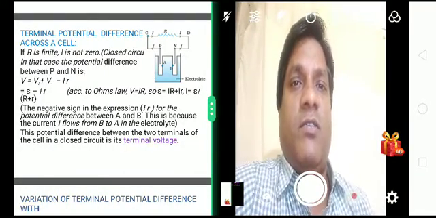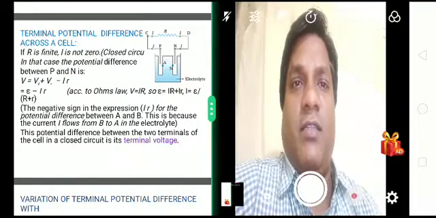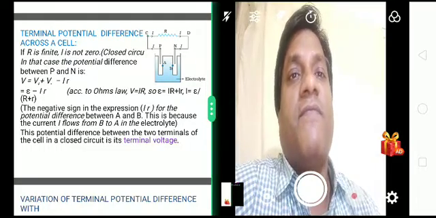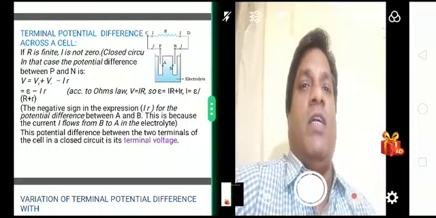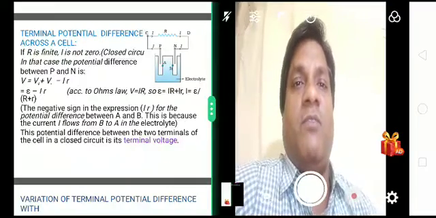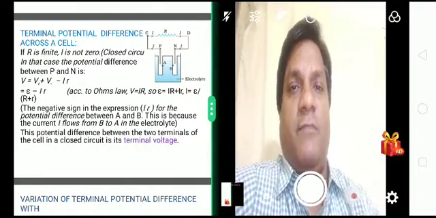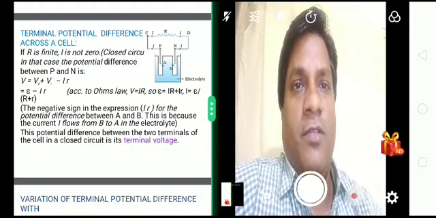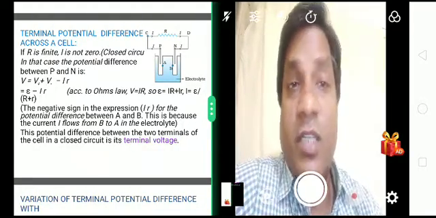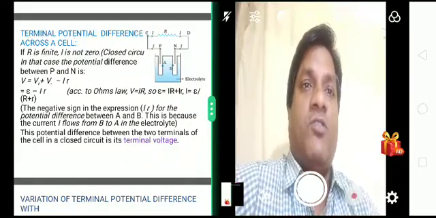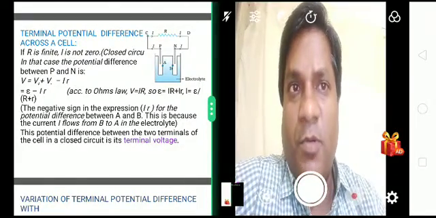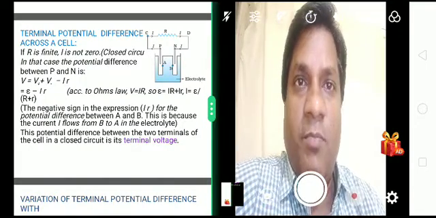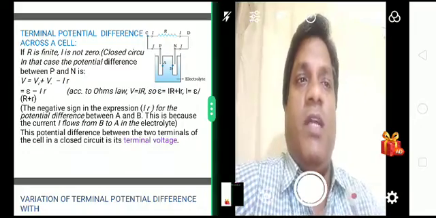See here in this equation, the negative sign of IR means the current is flowing from B to A in the electrolyte, not from A to B. That's why the potential difference comes to be minus IR. Now this is the potential difference between the two terminals of the cell in a closed circuit. Closed circuit means when current is being drawn out of the cell, then the potential difference between the two terminals of the cell is called the terminal potential difference or the terminal voltage of a cell.